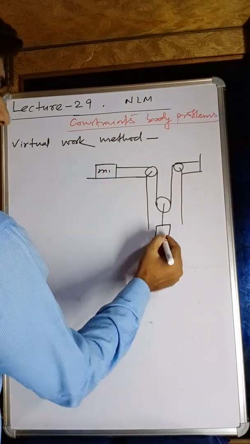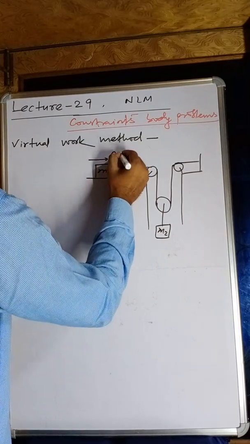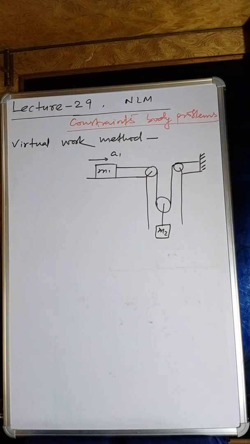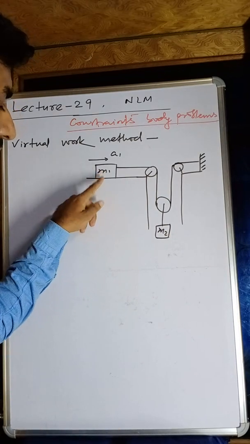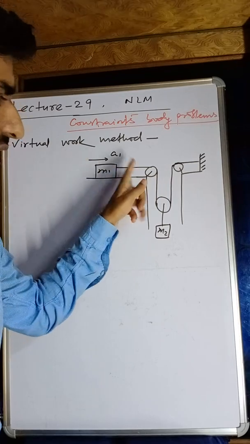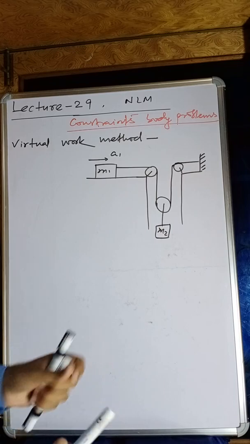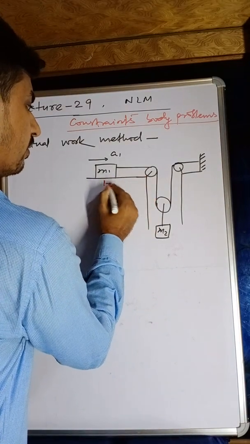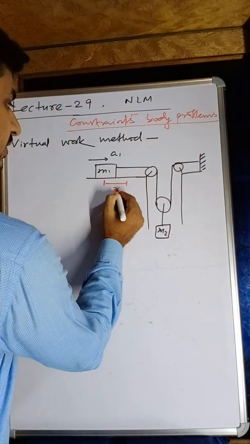Look here, this is M1 and this is M2. Suppose this is moving with an acceleration A1. Okay, try to understand what I'm trying to say. Here, if this body M1 is moving with an acceleration A1, of course, the length of the string it will release if it is moving from here to here. Suppose a distance x.